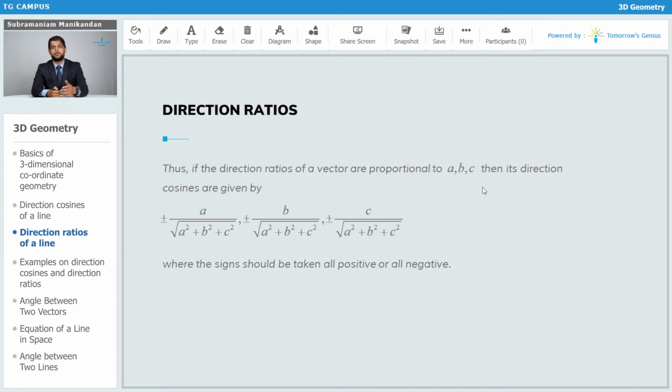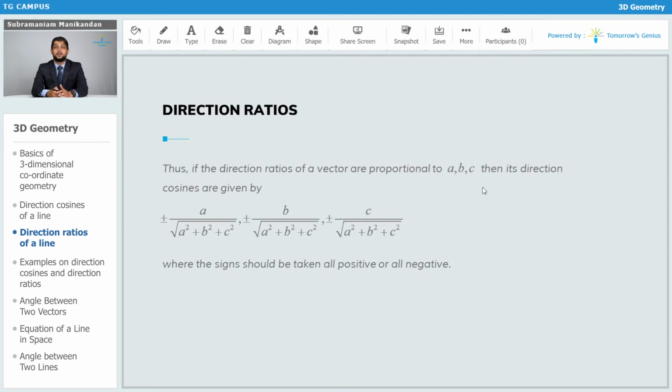by plus or minus A upon square root of A square plus B square plus C square, plus or minus B upon square root of A square plus B square plus C square, plus or minus C upon square root of A square plus B square plus C square. Why is that? Why not something else? Because when we square them and add them, they become 1, which is proof that they are the direction cosines, where if you have positive on one, then you take positive on all of them, or if you have negative, then you take negative on all of them.